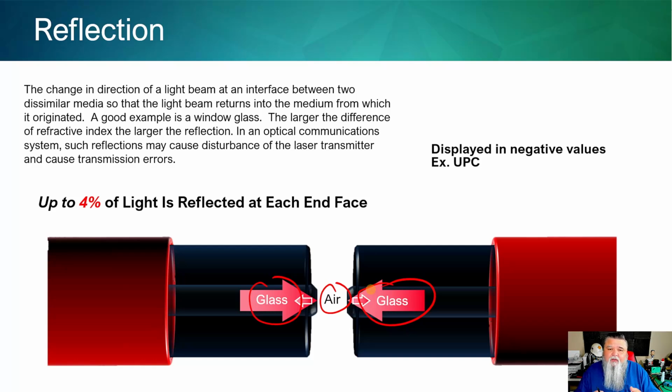A fusion splice is fused, so there's no air gap there. So there's very little reflection. Connectors, though, have an air gap. If you've ever stood in front of a window on a bright sunny day and looked at the window, you can see your reflection in the window. It's a small percentage of your reflection, but you can still see it. You can see that reflection because of the air on the other side of that glass. We're having a similar issue when it comes to connectors.